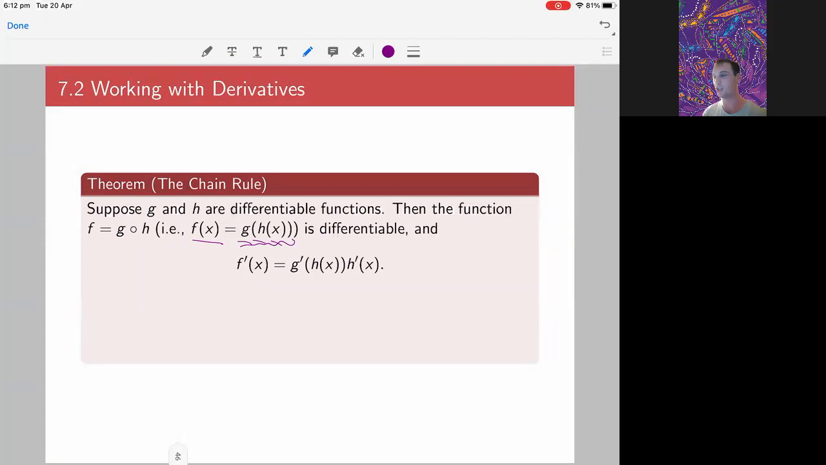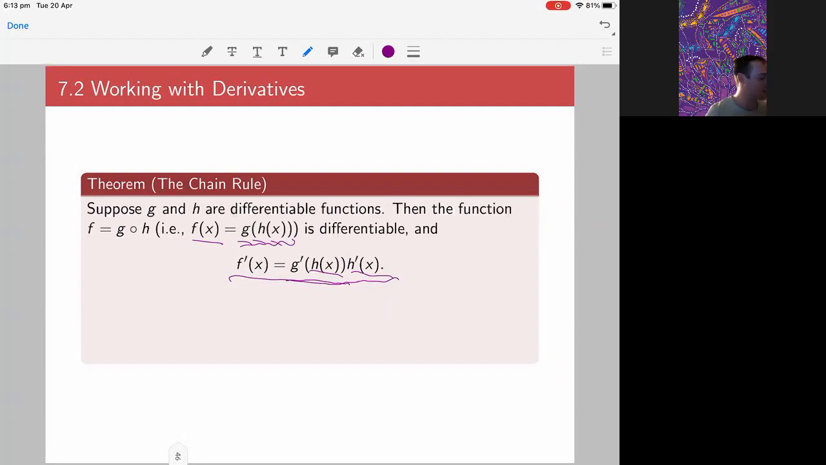Let's suppose that g and h are differentiable. Then what do we get? Then the composition function, this chain function, is also differentiable. And we have this particular rule here. The derivative of this composition function at a point x is the same as the derivative of the outer function evaluated at the inner function of x, multiplied by the derivative of the inner function of x.